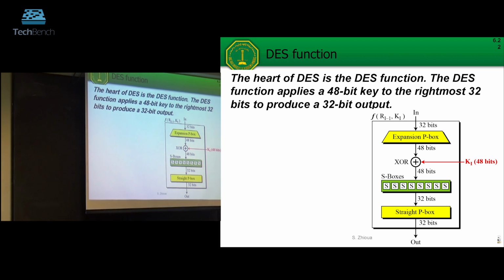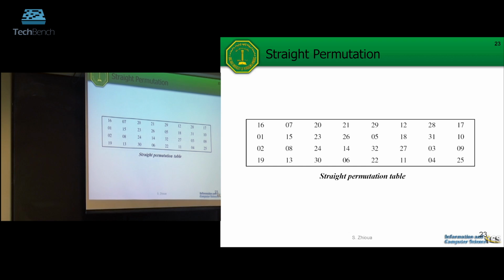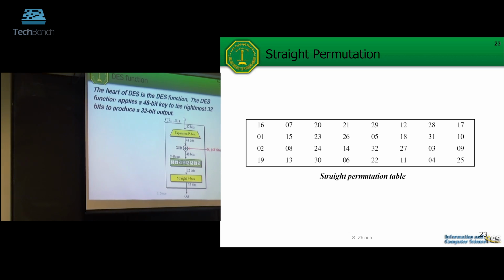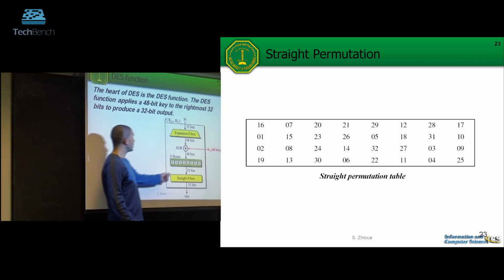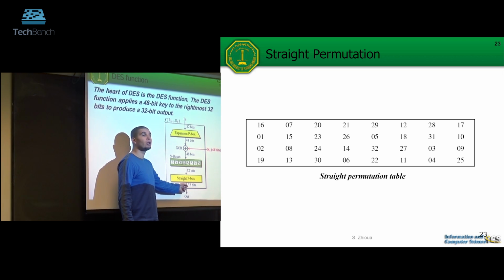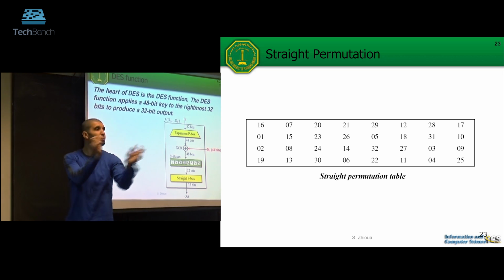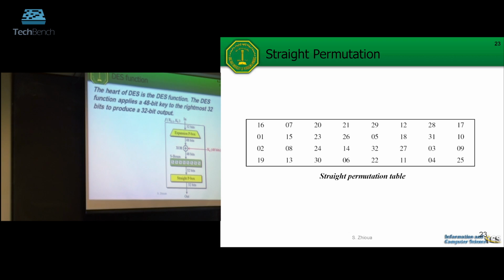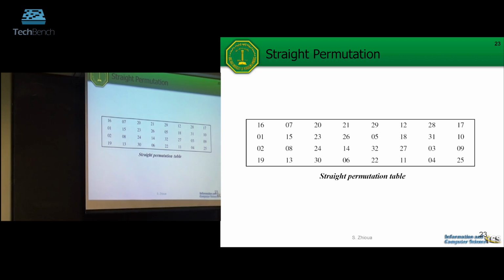Now this is the S box. Again, it is the core of the algorithm. The last step is straight permutation. In the straight permutation, you take as input 32 bits and return 32 bits, just replacing them, permuting them. So this is the permutation. Yeah, it's a simple permutation.